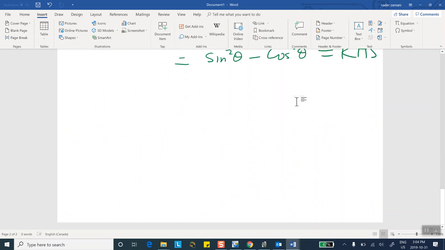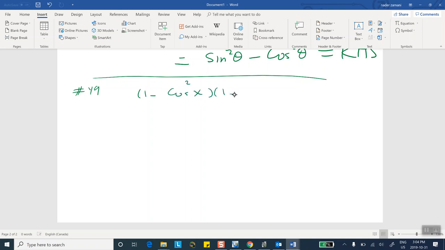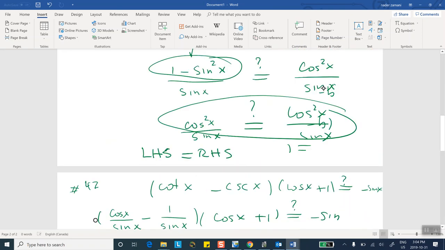Number 49. 1 minus cosine squared x times 1 plus cotangent squared x. You want to show it's equal to 1.